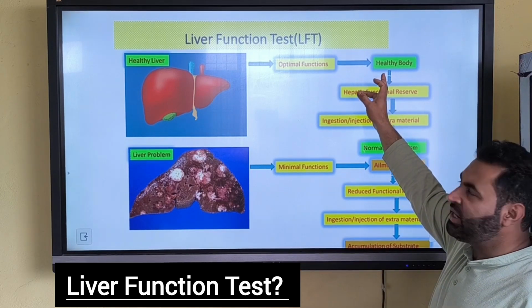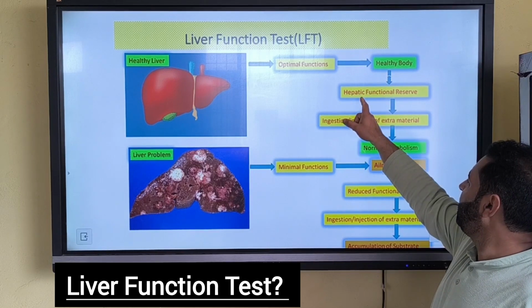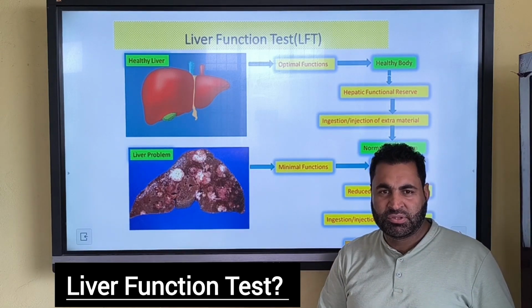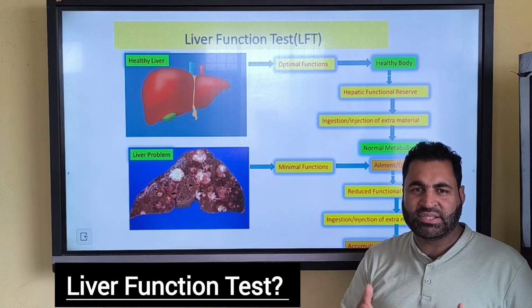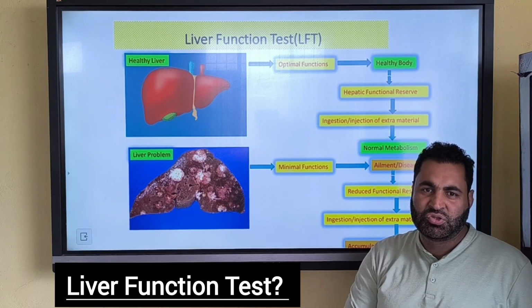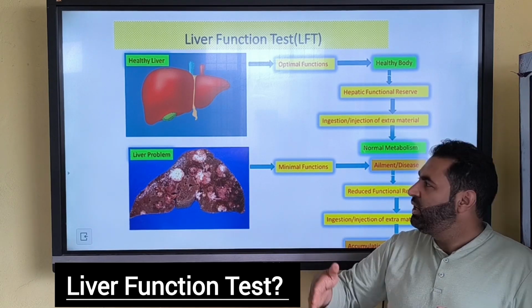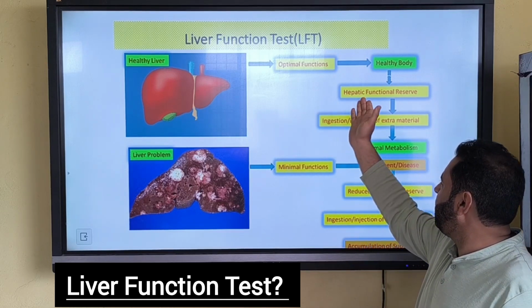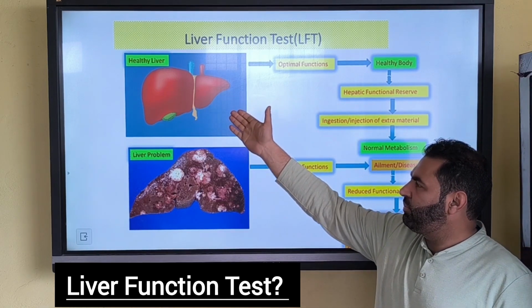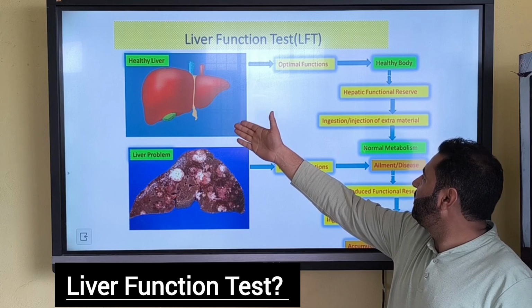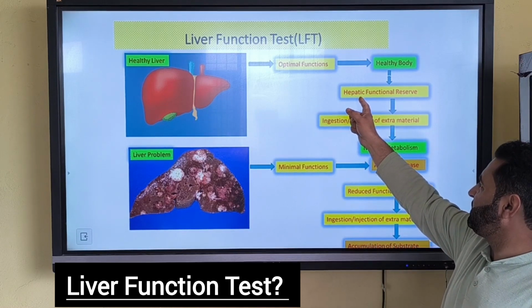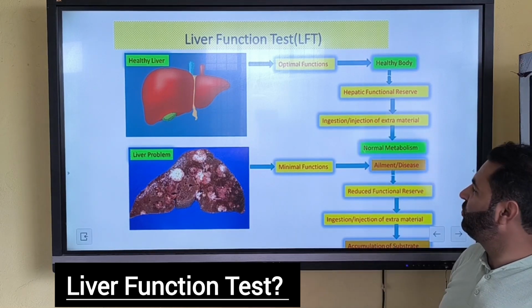So he will obviously have a healthy body. He will have hepatic function reserves. Whatever capacity the liver has to perform functions, there will be reserves. That particular person can perform larger functions related to the liver. So that person has hepatic functional reserve.